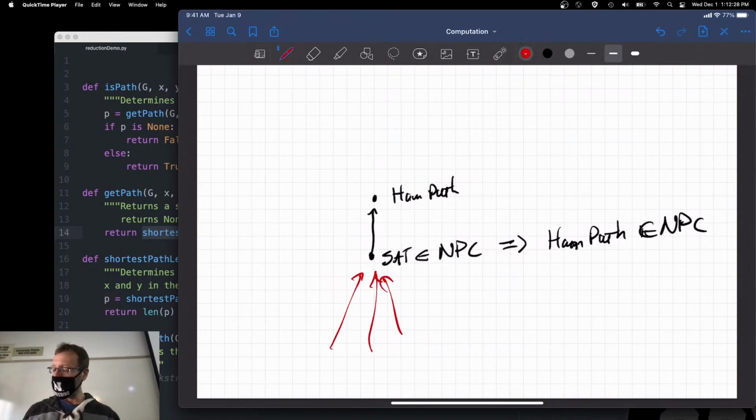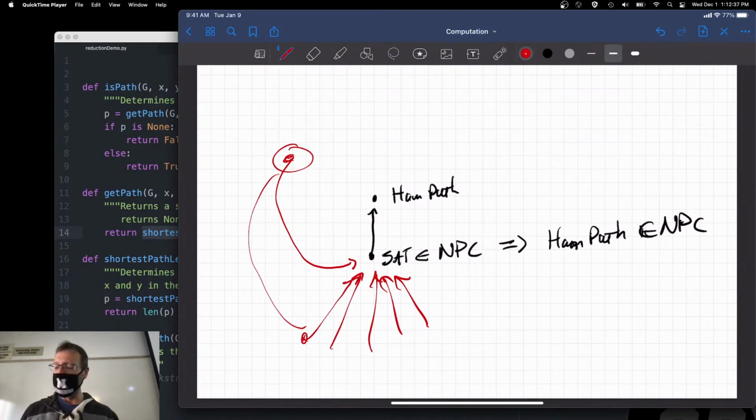Everything reduces to SAT, including things that are supposedly up here. It just reduces back down, right? So we shouldn't have written it up here. We should have actually written it down here, and it reduces to SAT. So if everything reduces to SAT, and SAT reduces to Hamiltonian path, guess what? Through transitivity, everything reduces to Hamiltonian path. That establishes that it is NP-complete as well.